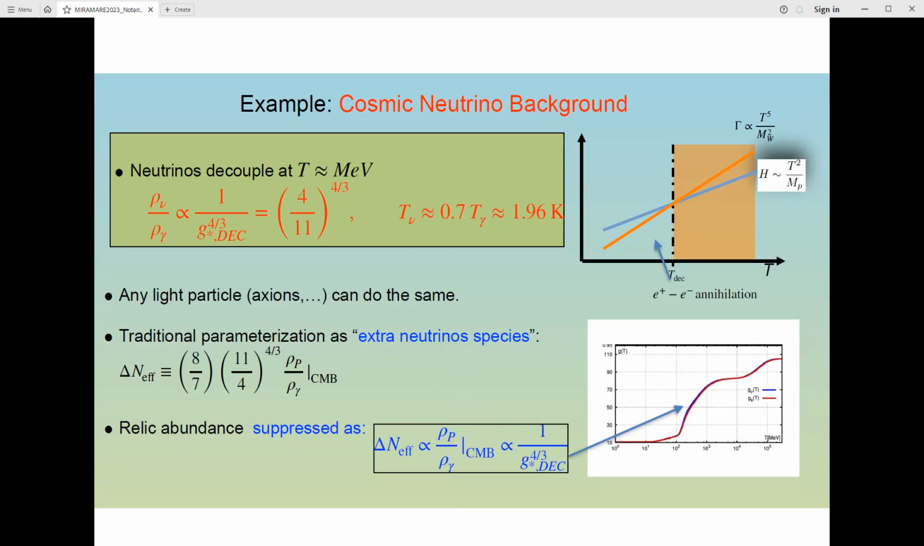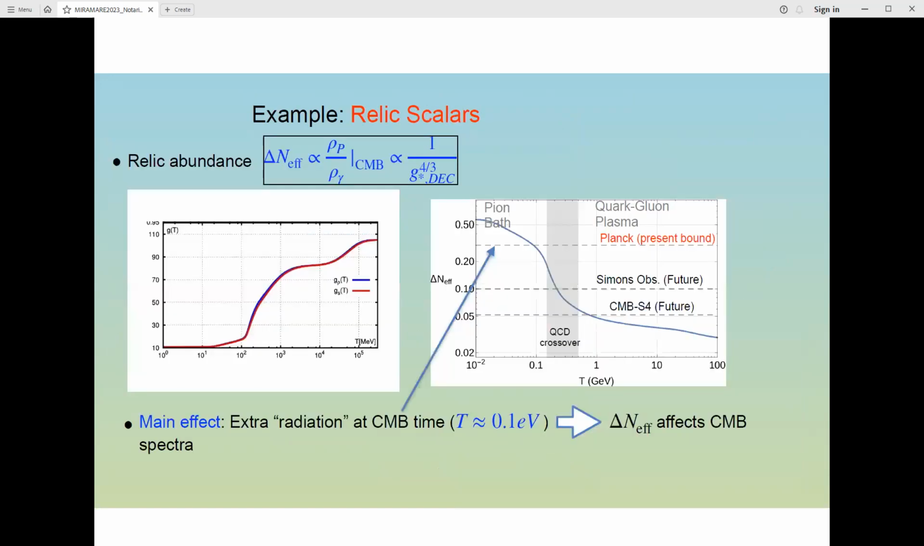The basic quantity, delta N_eff, is nothing else than the ratio of the relic energy densities today, or at the CMB time. For a scalar, which is the case of the QCD axion, this is the precise correspondence. The plot of g star tells you immediately what delta N_eff is, just 1 over g star to the 4/3, so you get this type of plot.